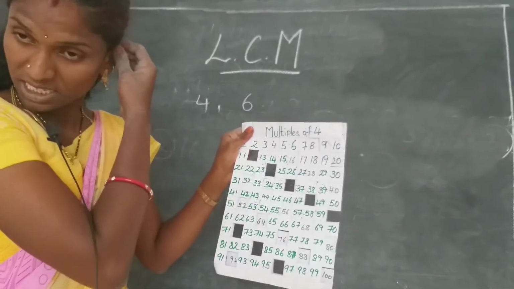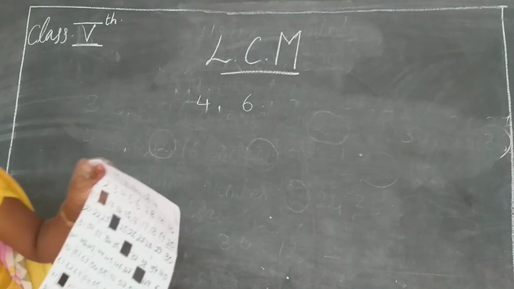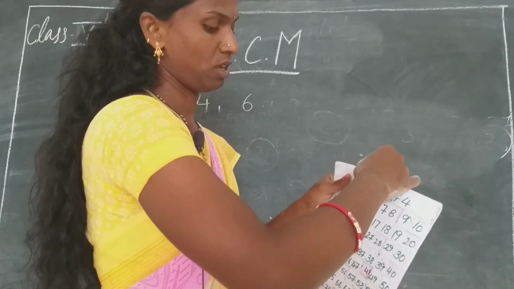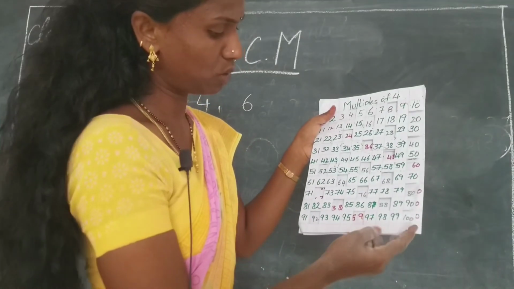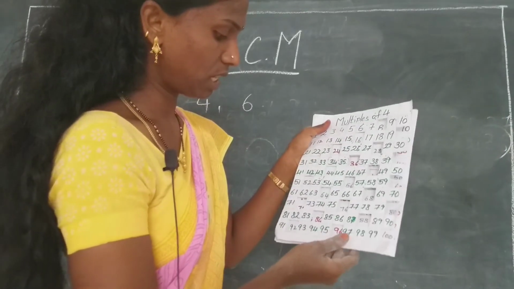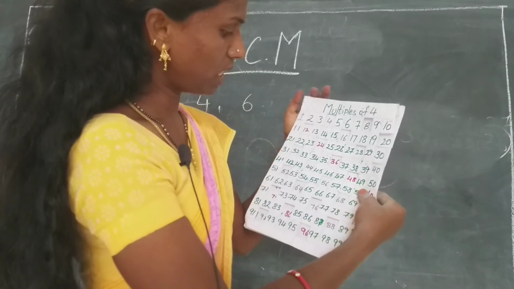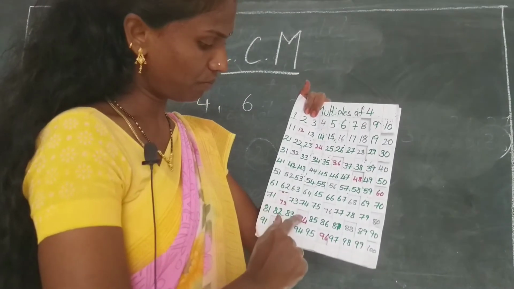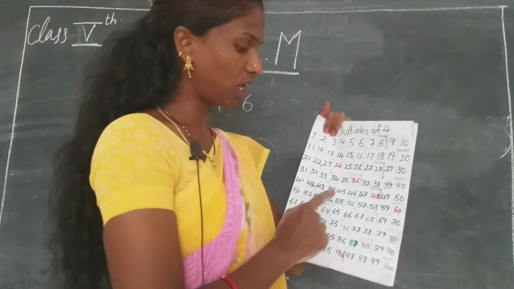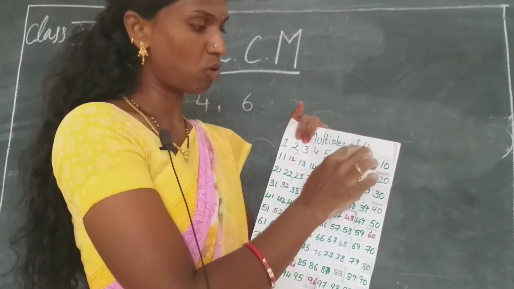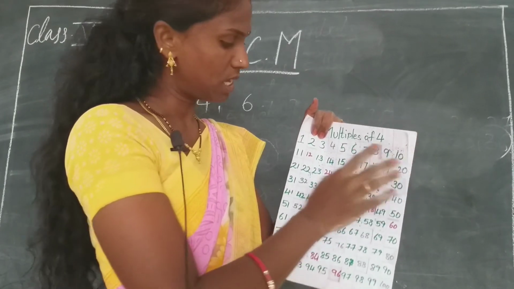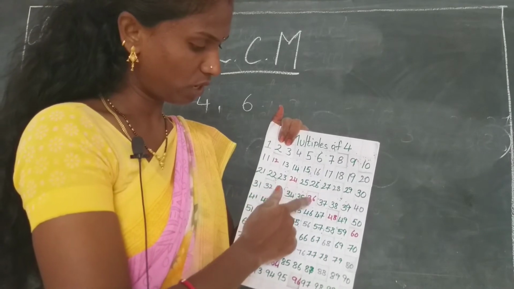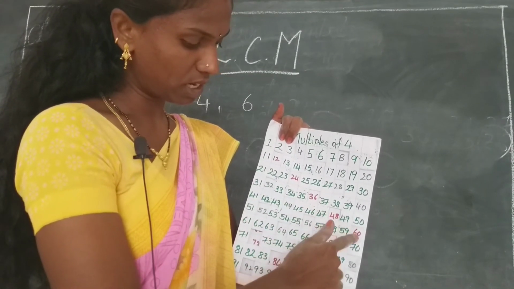So we will place these two on the number chart. So I have placed these two on the number chart. Can you see the numbers here? The numbers which are in the brown color are the common numbers among 4 and 6. So what are the common numbers? Let us read. 12, 24, 36, 48, 60.